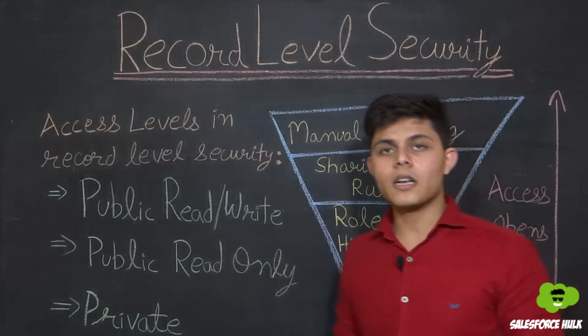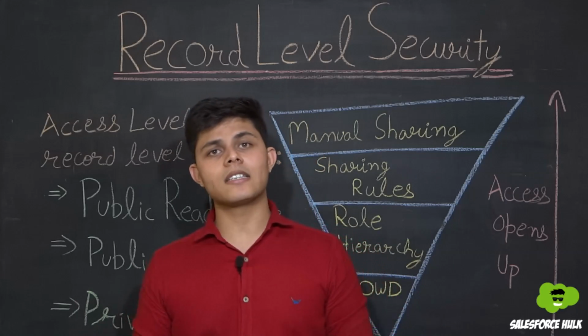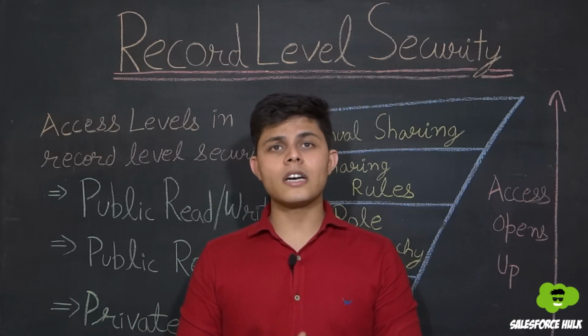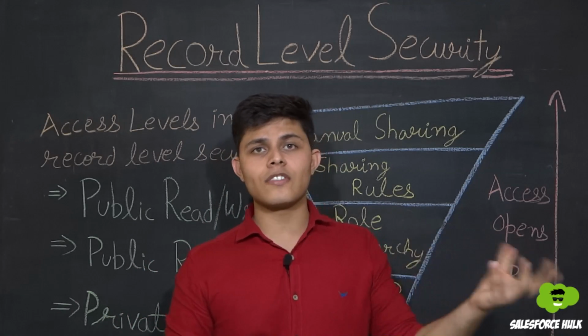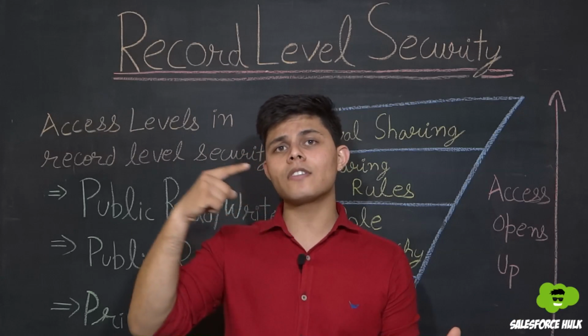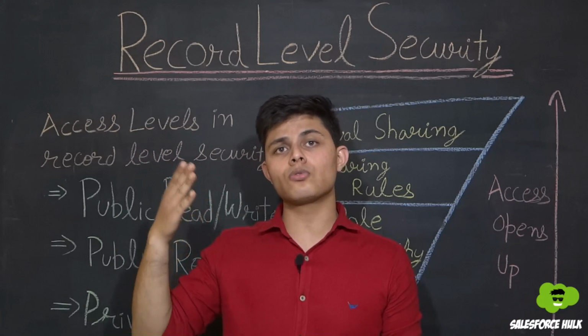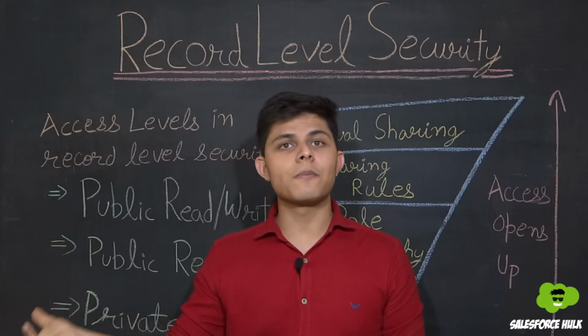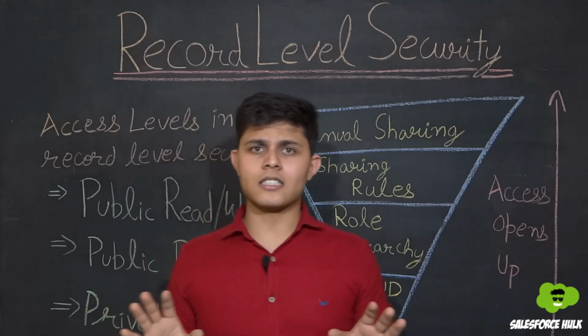And the third one is private. If you have set the access level as private, then in that situation no user can view or edit the records of that particular object, even if they have access to that particular object in their profile. So this is what the different access levels are.